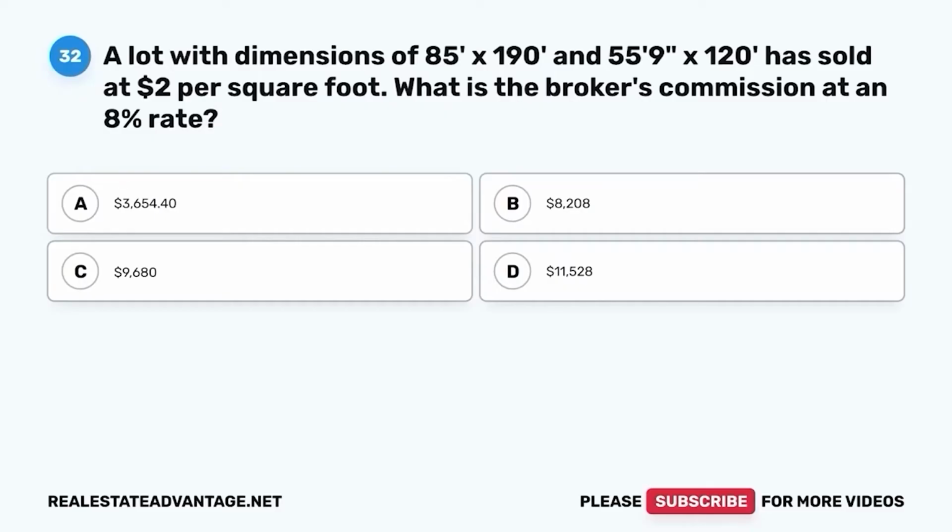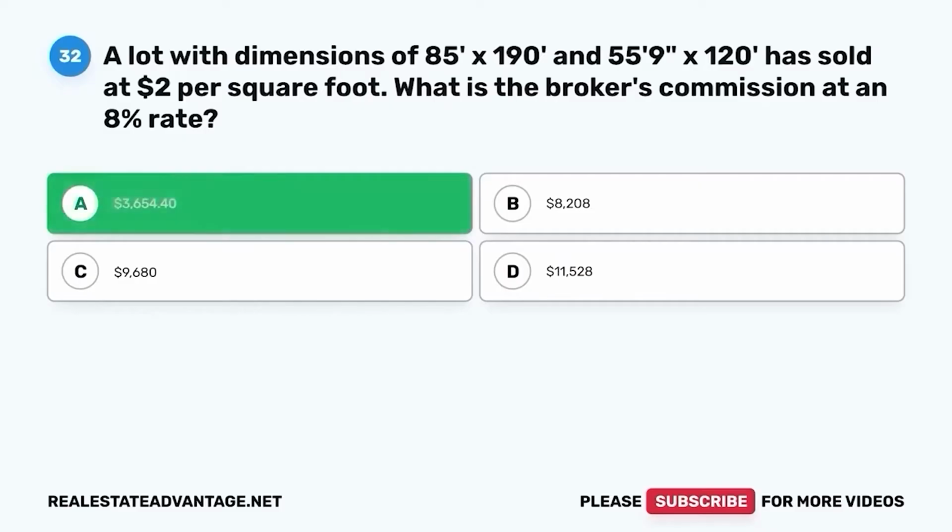Question 32. A lot with dimensions of 85 feet by 190 feet and 55 feet 9 inches by 120 feet has sold at $2 per square foot. What is the broker's commission at an 8% rate? A. $3,654.40. B. $808. C. $9,680. D. $11,528. The correct answer is A.